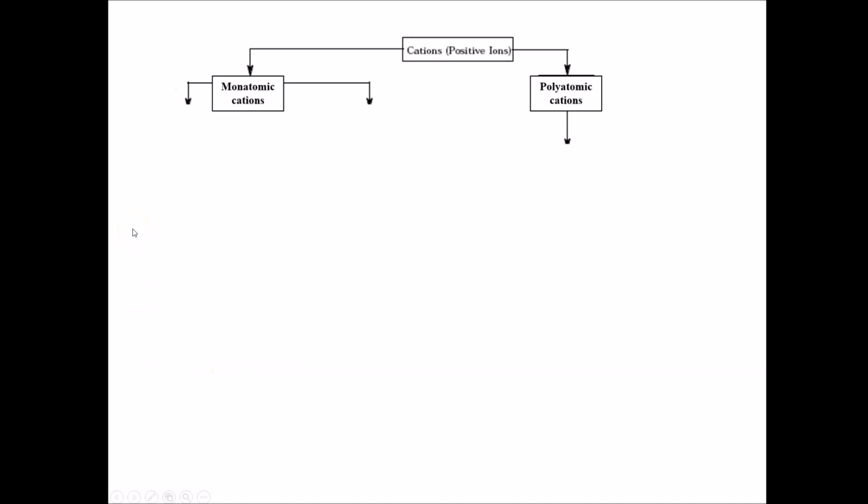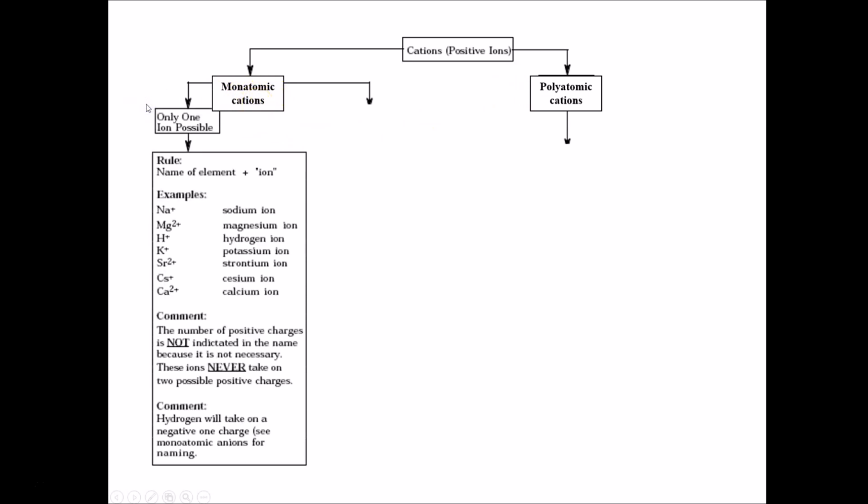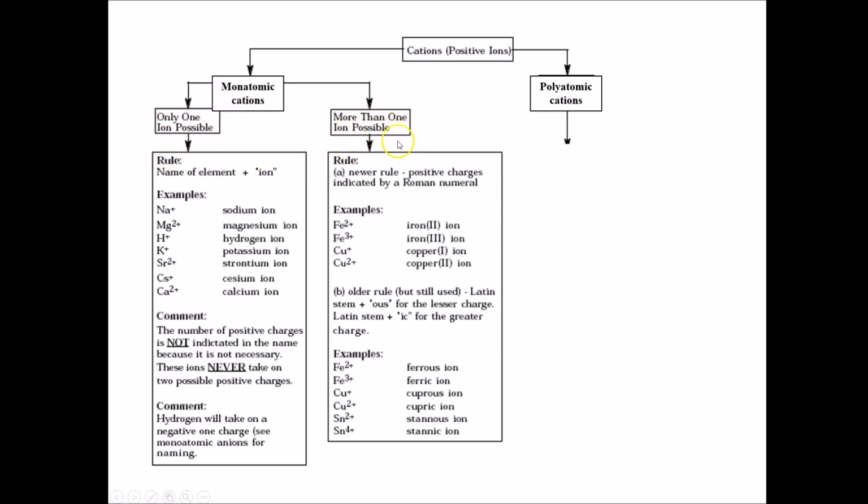Let's start with the cations, because remember, those are always the ones that come first in an ionic compound. Cations, which are the positive ions, can either be one atom, monatomic, right? Mono means one, so they could be monatomic, or they could be polyatomic. Poly means many. So the ones that are made up of just one element, those can be either the kind of element that has just one possible charge, or the kind of elements that have more than one possible charge.